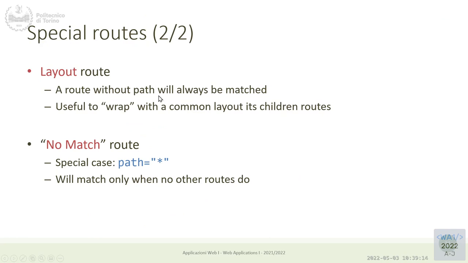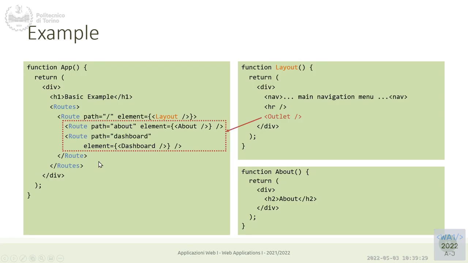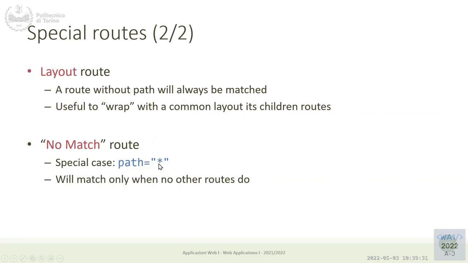Okay? There is another case, which is the third special case, with a path with just an asterisk. So it's not like here where we have an asterisk as part of a larger path. It's just an asterisk by itself. It means if nothing else is matching, then I will. It's not the same as index. Index only matches if there is nothing more. Asterisk matches if there is something more, but none of the options are valid. None of the options will match.